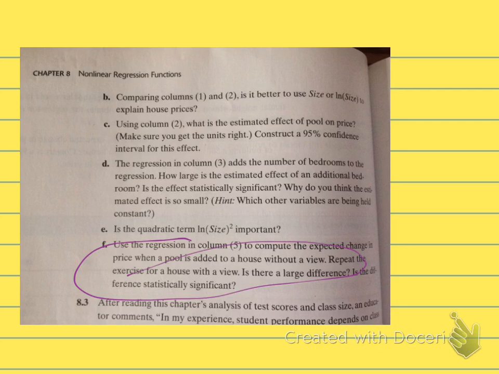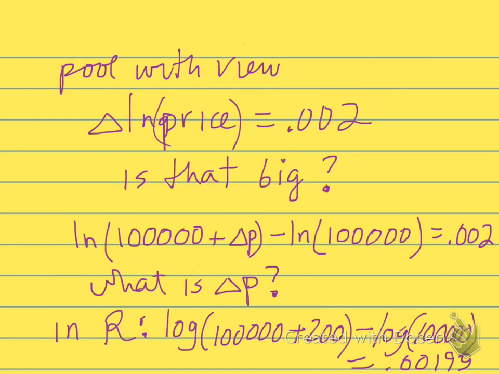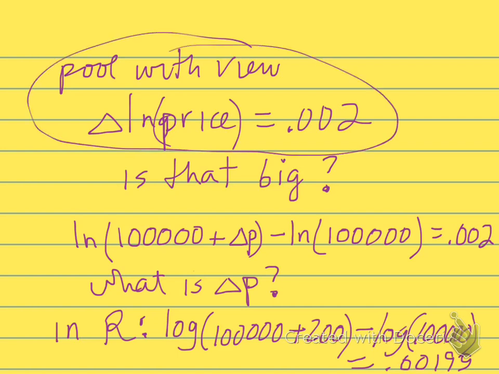Finally, our last question asks us, if we wanted to compute the difference between the price of a pool when you have a view compared with without a view, how would we do that? How might we do that? Well, the pool with a view, we see that the change in log price is 0.002. So we don't have any intuition about whether that's a big change or not. One thing we can do is ask, well, how big would the change in price have to be for the log of, let's say, a $100,000 house to change, for the difference in the logs of a $100,000 house changing to be 0.002? So what would delta P have to be? What would the change in the price have to be?